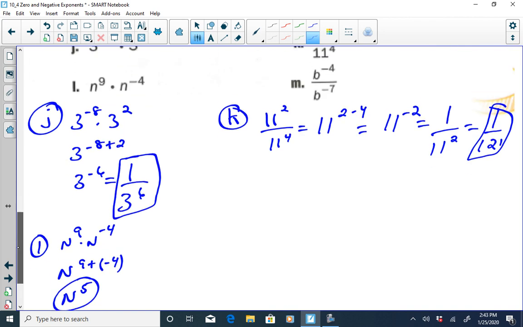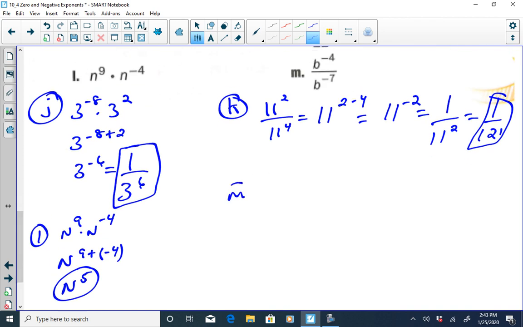Alright, and this last one on this page, letter M, b to the negative 4 over b to the negative 7. That's the same as b to the negative 4 minus 7, or minus negative 7. Don't get sloppy there, Pallotta. When we add the opposite, that's negative 4 plus 7, so that's going to be b to the 3rd power.